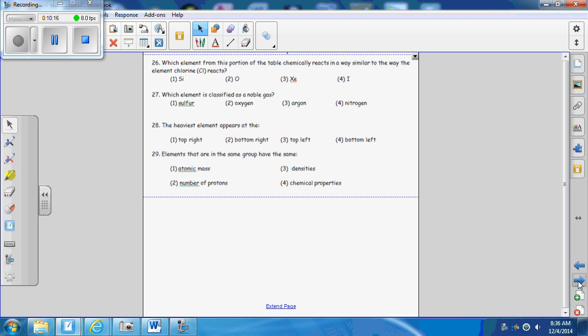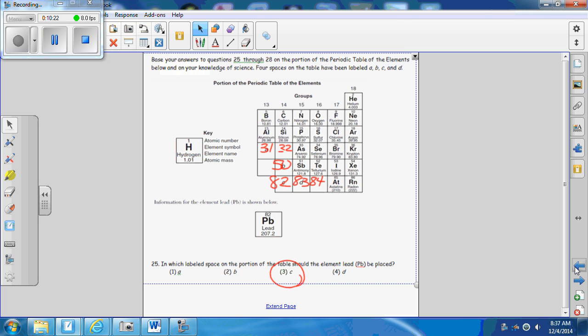So what is in the same group as chlorine? Because this is their family. Chlorine and everything else in its family has the same type of reactions. So you go back to this. This is chlorine's family. Everything in chlorine's family is going to react the same. The only choice that's in chlorine's family is iodine.